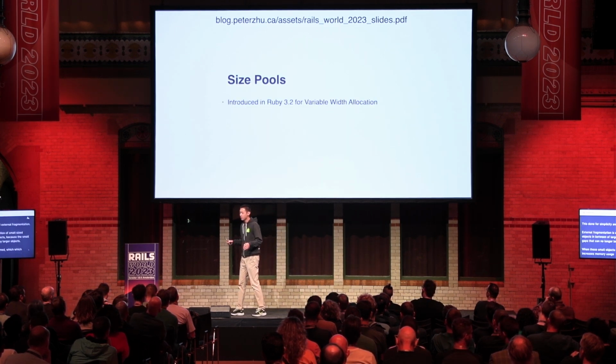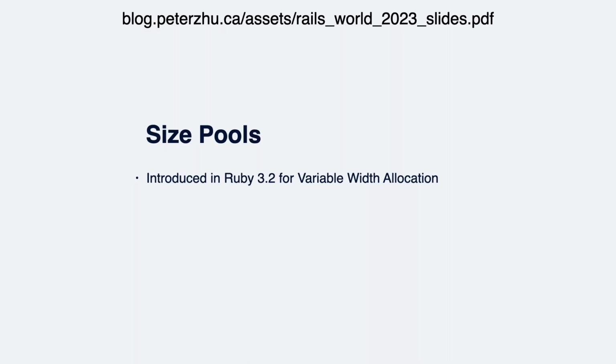Ruby 3.2 introduced a new feature in Ruby called variable width allocation, which allowed the allocation of dynamic-sized objects through the garbage collector. Prior to this feature, all slots were 40 bytes in size, which caused objects that needed more memory to have to allocate it externally. This was bad for memory efficiency and bad for performance.